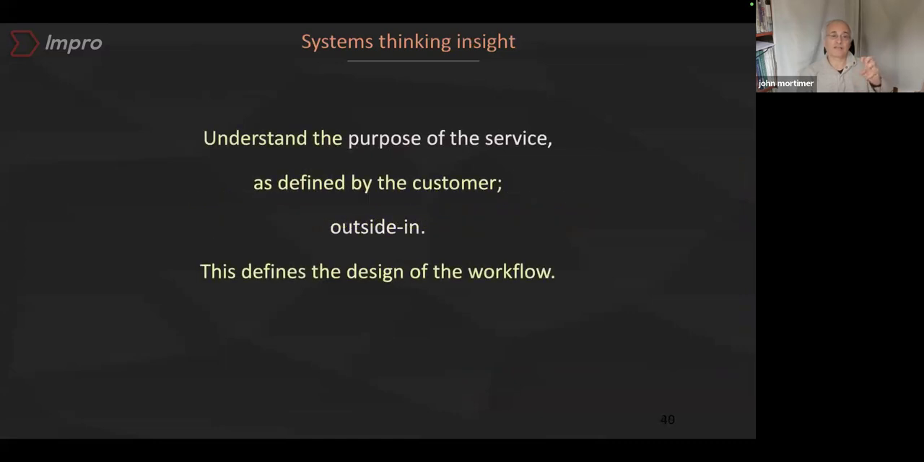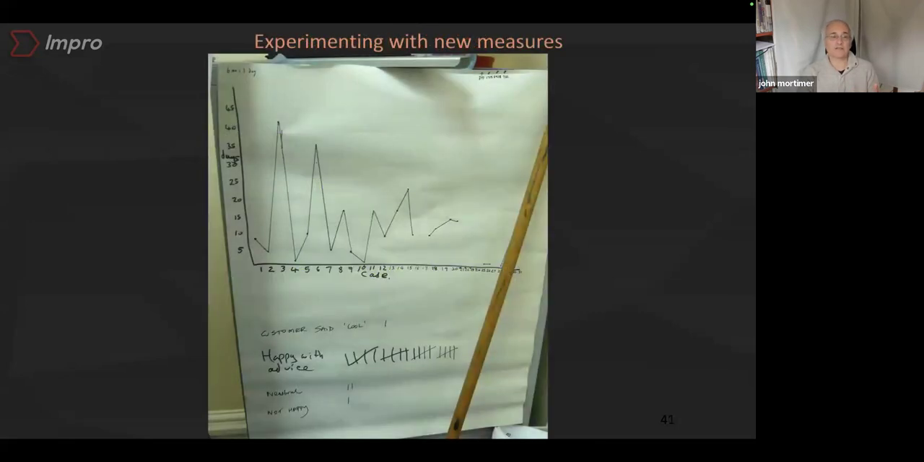It was about understanding the true purpose of the service as defined by the customer or the user. So this is an outside-in perspective. This is shifting from an organizational perspective to an outside-in perspective. These things are, for me, the most powerful things that I ever do. And these are both core systemic concepts that I'm hoping I'm demonstrating how powerful they really are.